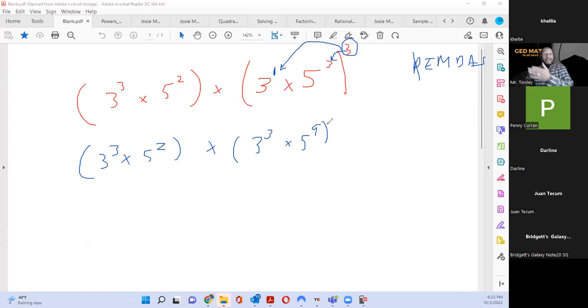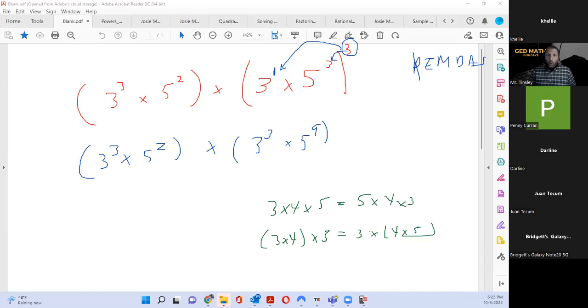Now we simplify that exponent. Remember the rules: if we're multiplying exponents with the same base, we add the exponents. It doesn't matter the order that we multiply. 3 times 4 is 4 times 3. This is what I mean by that: 3 times 4 times 5 is equal to 5 times 4 times 3. So it does not matter the order. That's your associative and commutative properties. I want you to remember that.